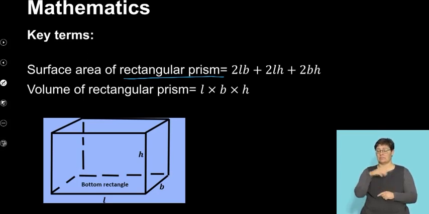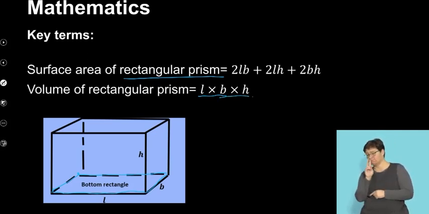And then for the volume of a rectangular prism, we take the area of the base, and the base is this particular rectangle. The area of the base is length times breadth. And for volume, I multiply the area of the base by the perpendicular height, and my perpendicular height is just h. Now, guys, we are going to see what a scale factor will do to the surface area and the volume of a rectangular prism.